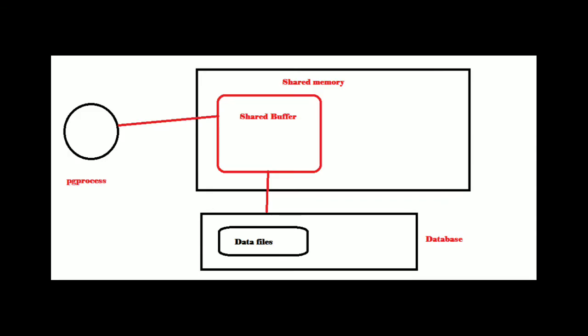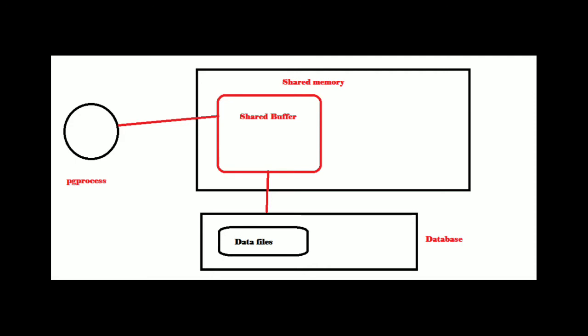Once the user connection has been established, whenever the user sends a request, that would be carried by the pgprocess. The pgprocess will check whether the data already exists in the shared buffer area or not. In case the data already exists in the shared buffer area, it will respond to the client request.